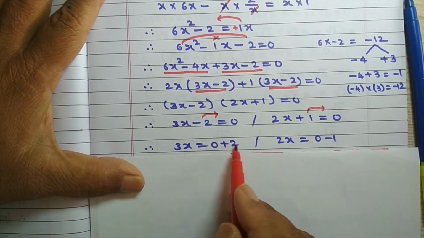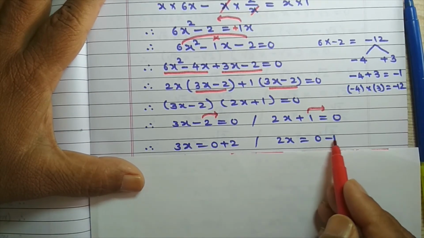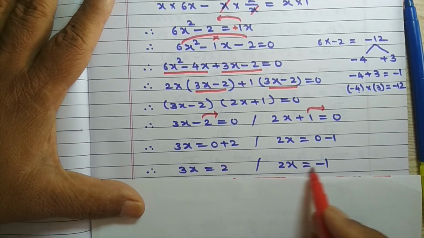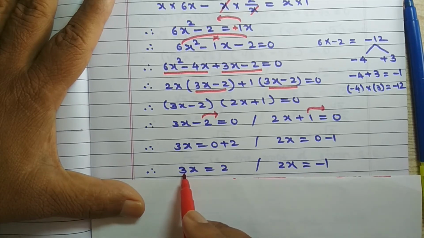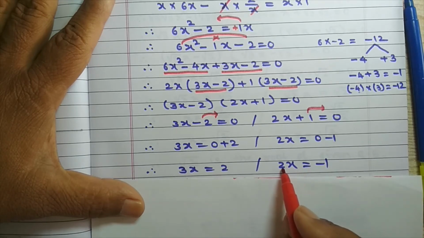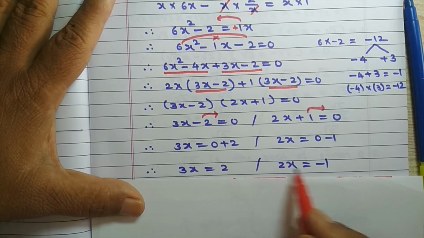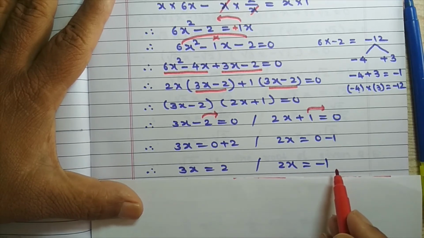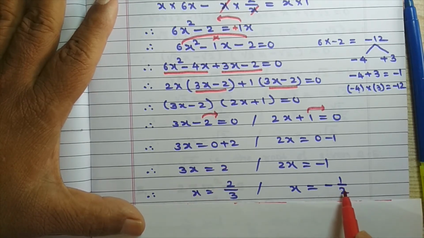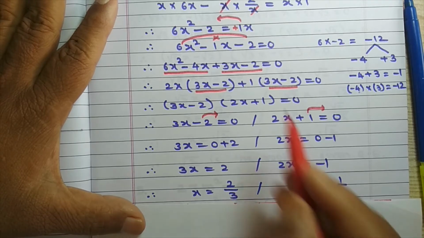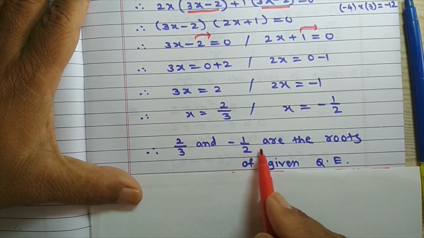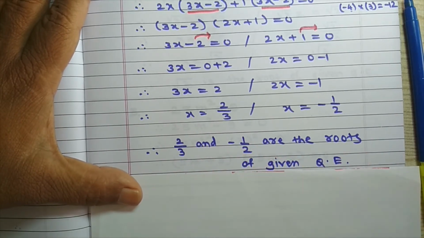Then it becomes 3x is equal to 0 plus 2, 2x is equal to 0 minus 1, and it will be 3x is equal to 2, and 2x is equal to minus 1. 3 is multiplied by x, so it will go to the division place, and 2 is multiplied by x, so in this case 2 is in the denominator on the right side of that equality. Therefore, x is equal to 2 upon 3, x is equal to minus 1 upon 2. These are the roots of the given quadratic equation. 2 upon 3 and minus 1 upon 2 are the roots of the given quadratic equation.